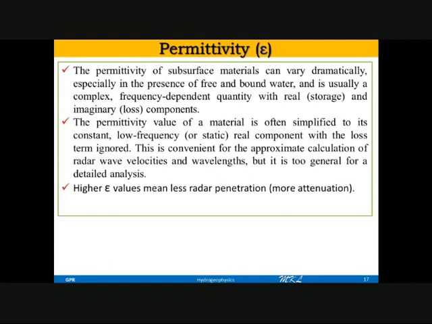So the higher the epsilon value is here, that means the less radar penetration. If it's very conducting, then it will be more attenuating. That I will discuss.